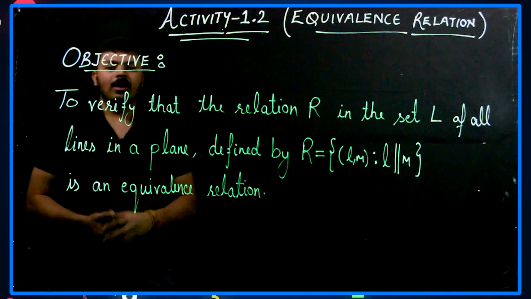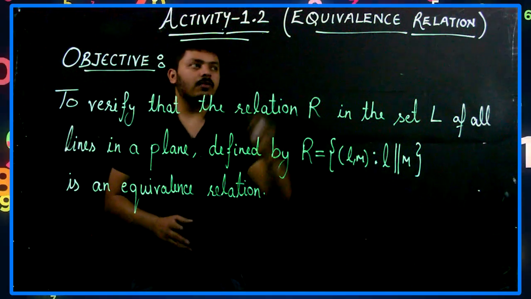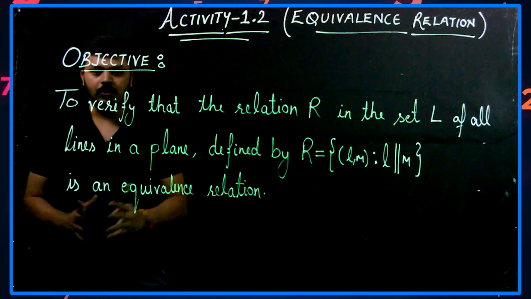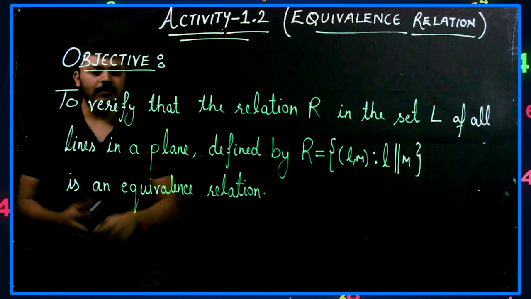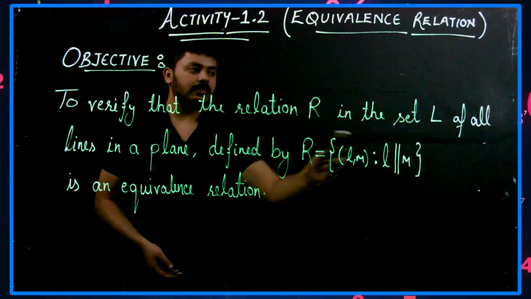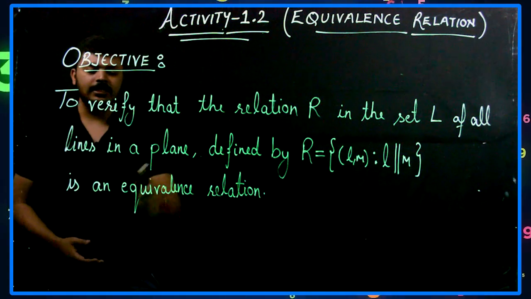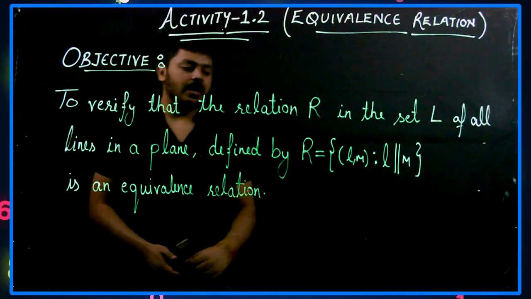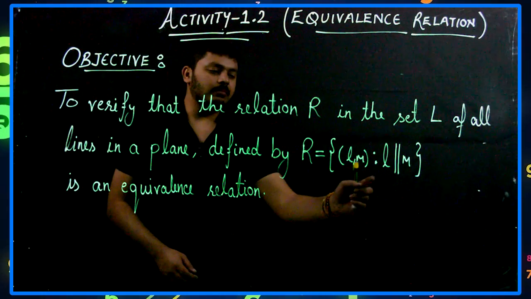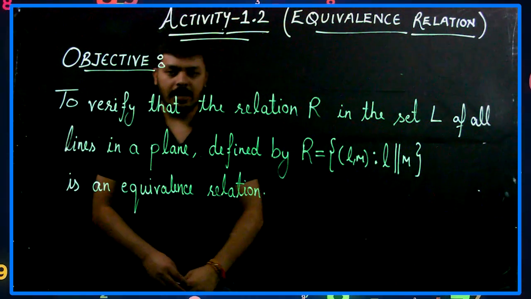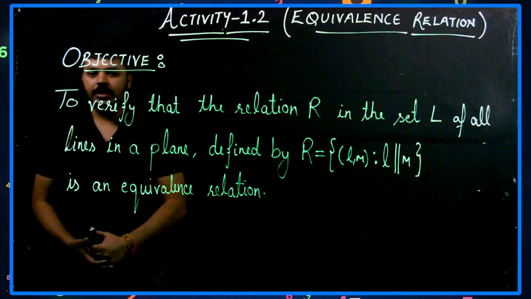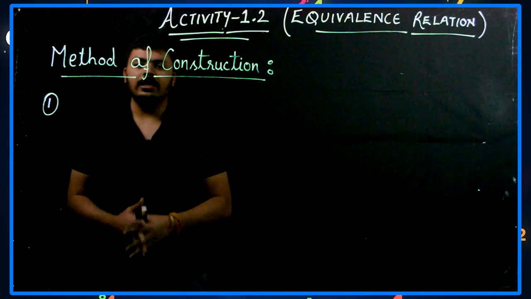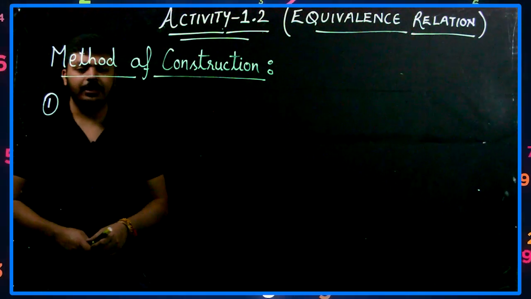So students, now let's start activity 1.2, equivalence relation. Our objective for this activity is to verify that the relation R in the set L of all lines in a plane, defined by R equals (L, M) such that L is parallel to M, is an equivalence relation. Now let's start the method of construction for the given activity.